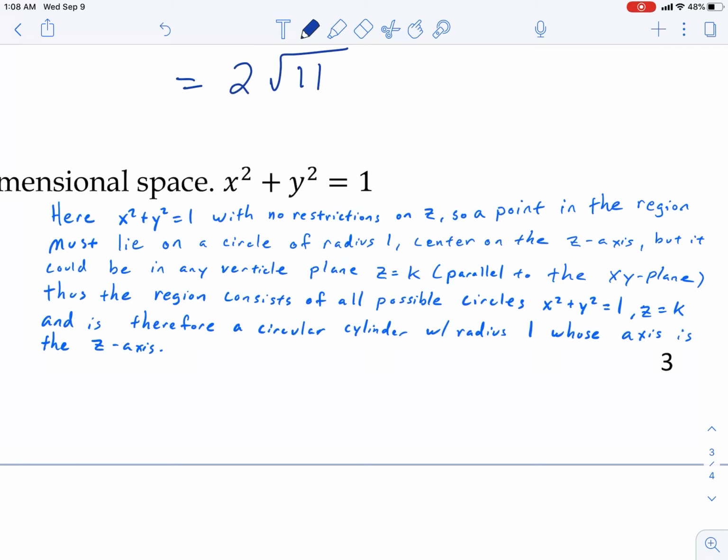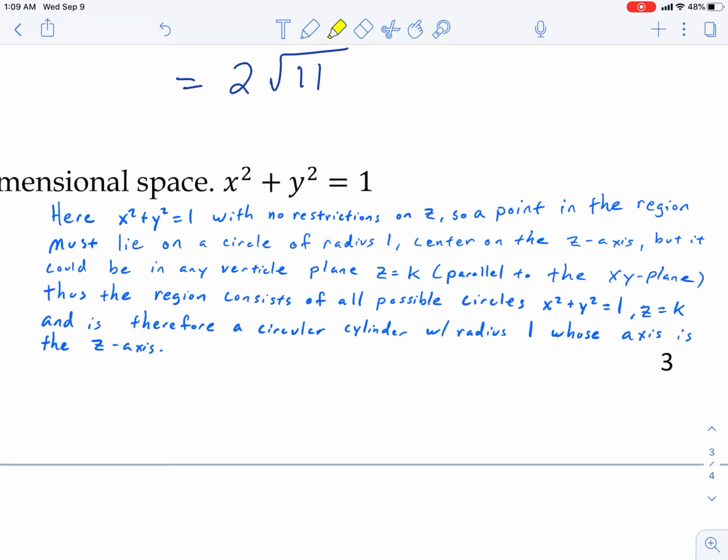And so here, instead of having you wait for me to write all of this out, I have it here. You can pause it. You can write this down. I'll just read it. So here you have x squared plus y squared equals 1 and no restrictions on z. So a point in the region must lie on a circle of radius 1. And the center is on the z-axis, but it could be any vertical plane z equals k, parallel to the xy plane. Thus, the region consists of all possible circles x squared plus y squared equals 1, where z is any k. z is a constant. z can be anything. And it is therefore a circular cylinder with radius 1 whose axis is the z-axis.